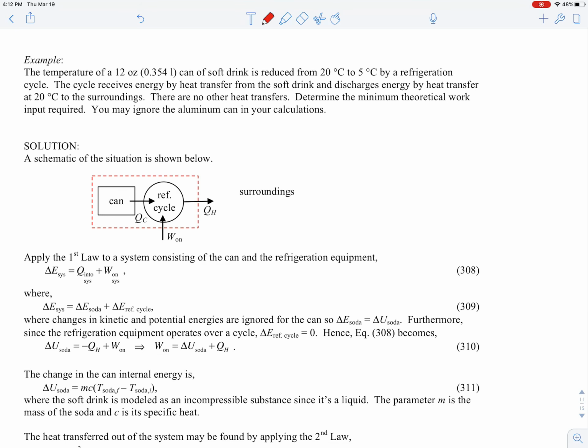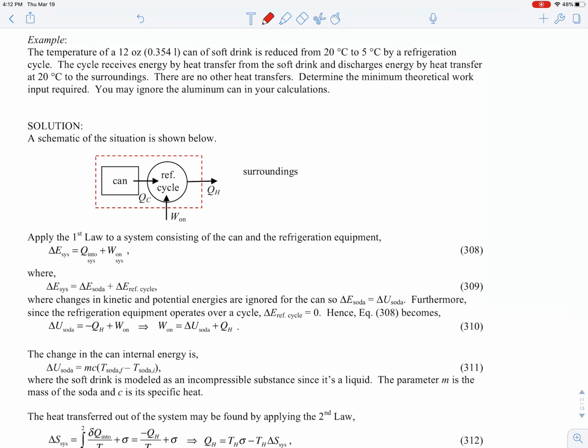So first thing we'll do is draw a little schematic of the situation. That's what's drawn here. So what we have is our can of soda right there. And then we have the surroundings. So the can of soda is in our refrigerator. And we have heat going from the can of soda into our refrigeration cycle. So what the refrigeration cycle is, the thing that's in the circle here, these are all the components in our refrigerator that operate our refrigerator.